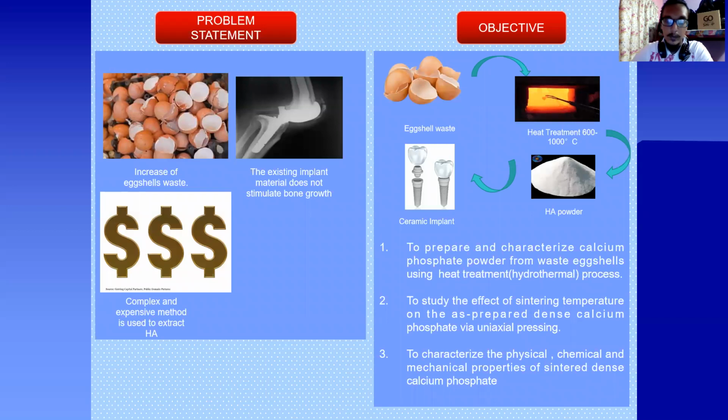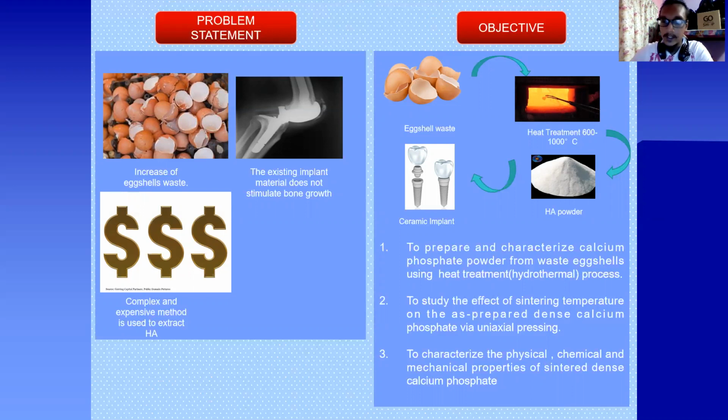So we move on to the problem statement. The first problem statement is the increase of waste eggshell. There are many waste eggshells that are thrown away. Next, the existing implant material does not stimulate bone growth, so there is no proper bone growth in the existing implant. And next, a complex and expensive method is used to extract calcium phosphate.